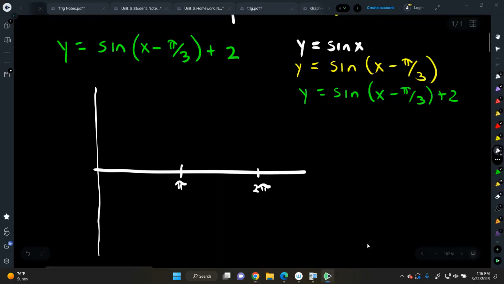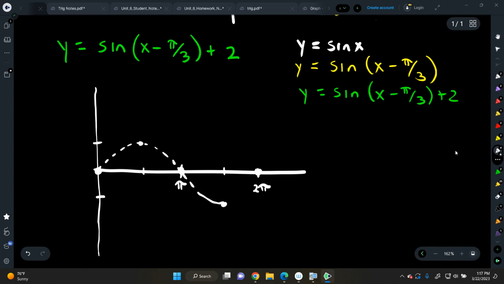Okay, I know you're not all finished, but let's work on this together, okay? So I'm going to plot my y equals sine x, 0 to 2 pi, and we're going up 1, all right? So here's halfway. Okay, so here's my basic y equals sine x. Everybody okay with that? Now these marks, this is pi over 2, this is 3 pi over 2.